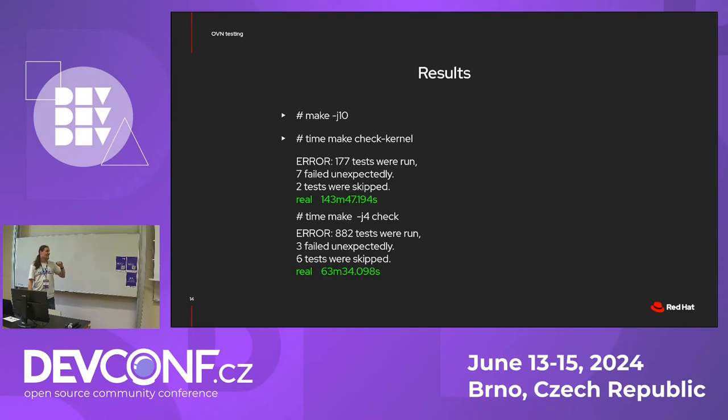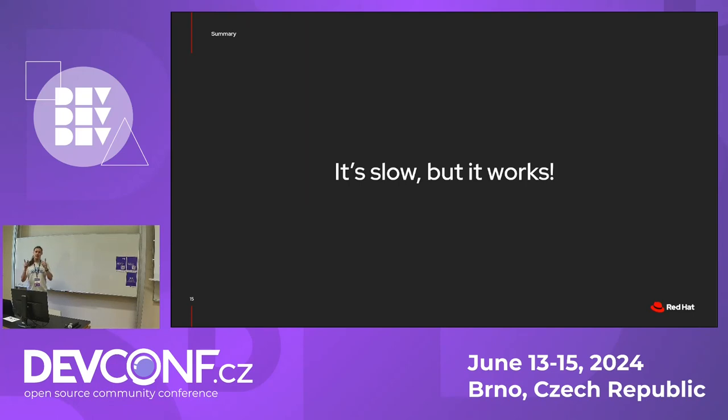The second thing is that we also ran the unit tests. Again, we have about 900 unit tests. Some of them fail again, some timing issues, things like that. But what I wanted to highlight is the time it took. I got the real time from the time command. For the system tests, it was 143 minutes. For the unit tests, it was 63 minutes. It's about four times the normal baseline, I would say. So the main conclusion is it's slow, but it works.